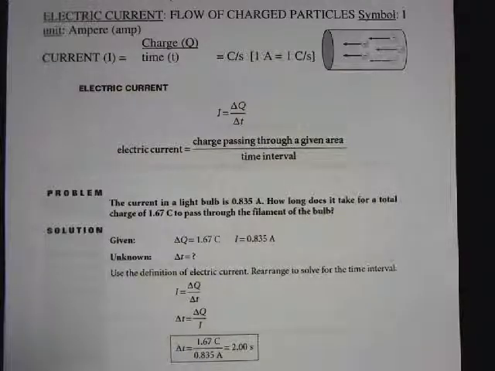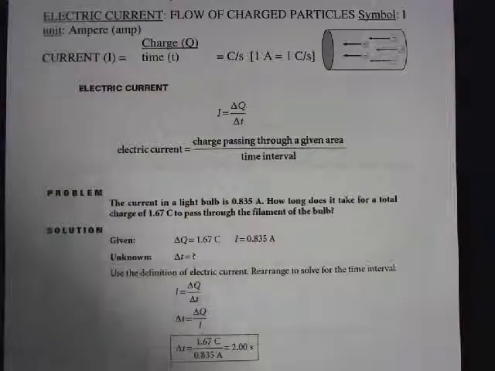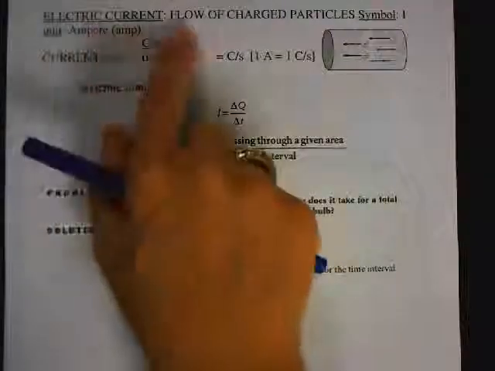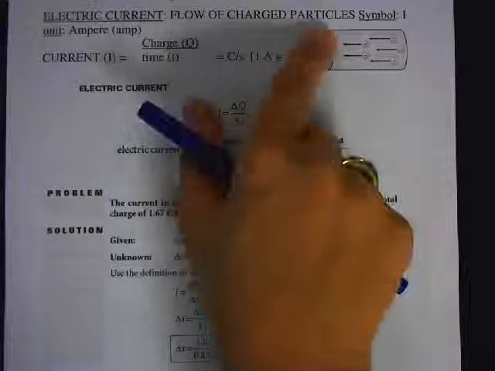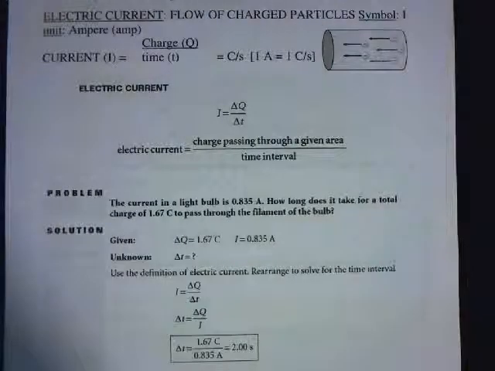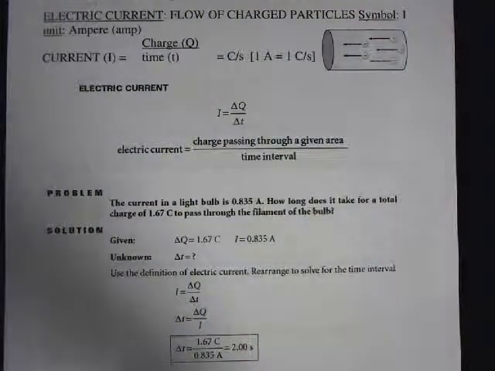Okay, today we're going to talk about electric current. When we talk about electricity and things moving, we're referring to the current. The current is what's moving through the wires. So electric current is the flow of charged particles. When you think about flow, you think about a rate.